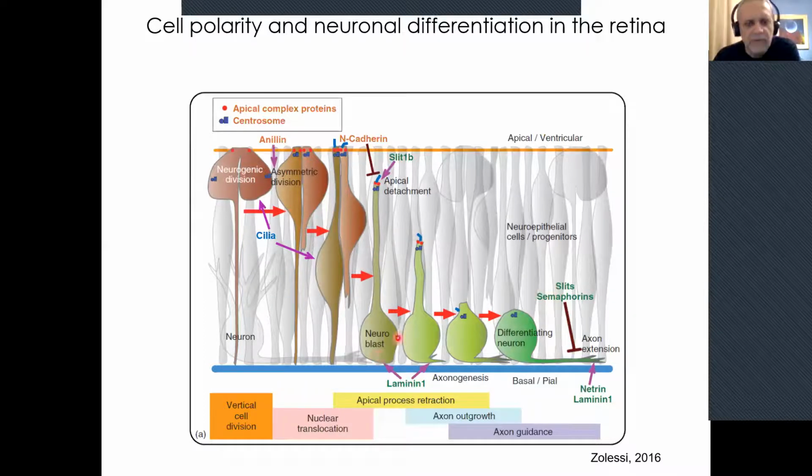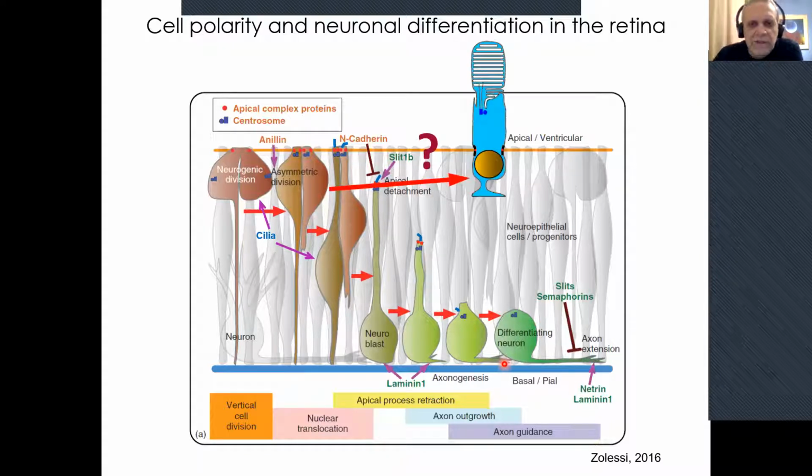Okay, so this is a summary made a few years ago of some of these findings together with others from other people, showing some of the signals which are important at different stages of the early differentiation of retinal ganglion cells. I'm not going to go much into this, but just to show you that this is something we have been analyzing and we are still analyzing at the lab.